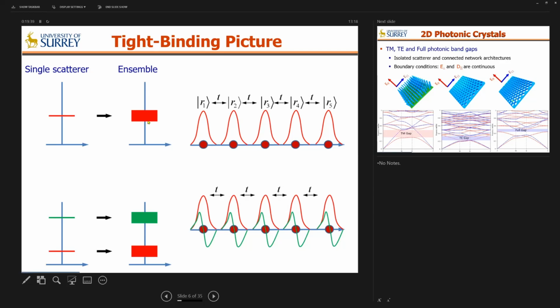Now, let us think about adding the first excited state in the problem. Let's consider it to be this green state over here. If I plot the wave function of this state, typically it has a node at the center of the atom. Then if I put them together, coupling many atoms together, what will happen? This excited state will evolve into a band of states shown here in green.